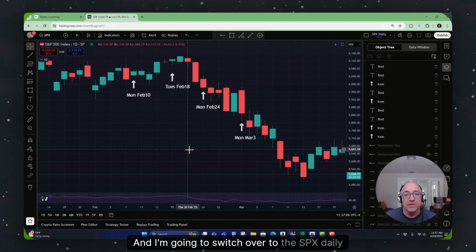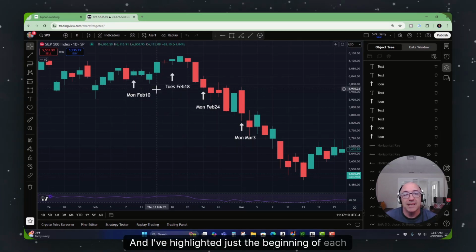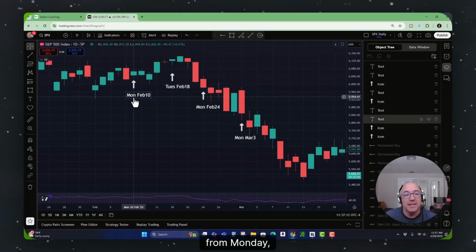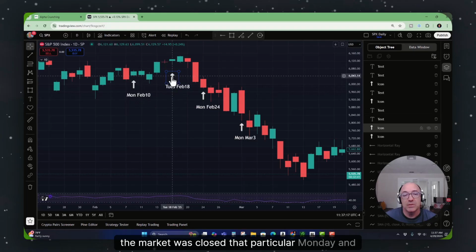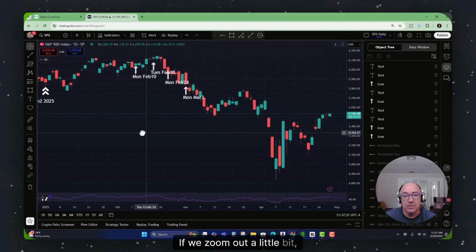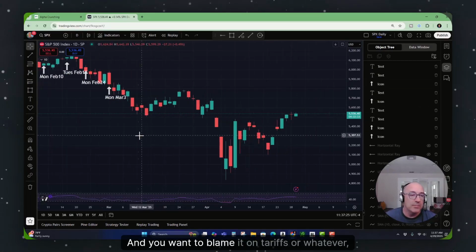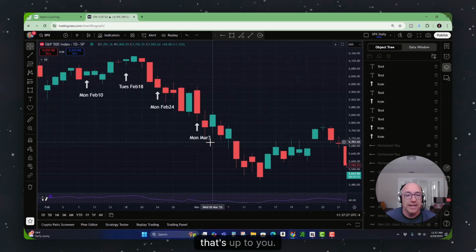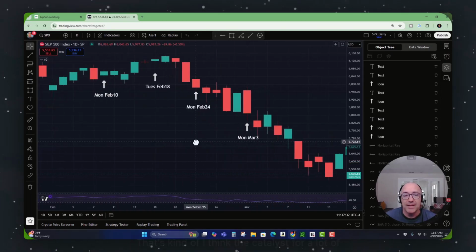And I'm going to switch over to the SPX daily chart, and I've highlighted just the beginning of each week from Monday, February 10th to Tuesday, February 18th. The market was closed that particular Monday, and that's when the market really kind of rolled over. If I zoom out a little bit, that's when the rollover started to happen. And you want to blame it on tariffs or whatever, that's up to you. I think that's the catalyst for a lot of that pullback.